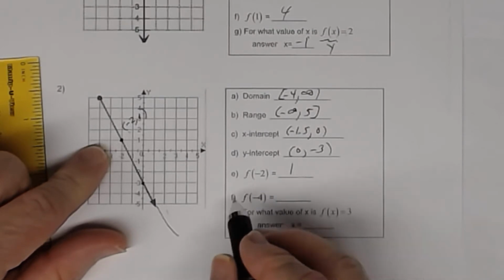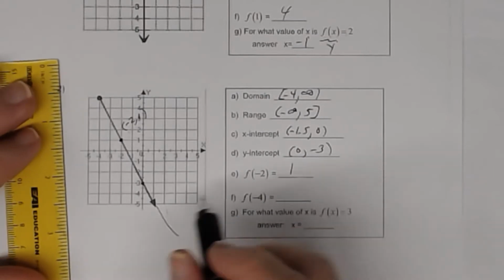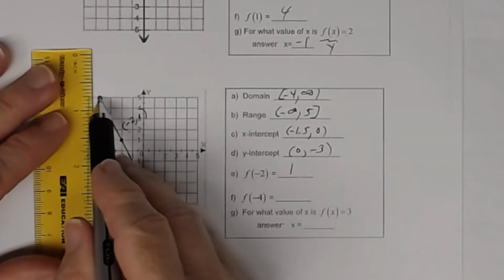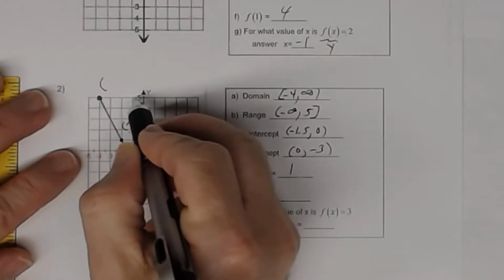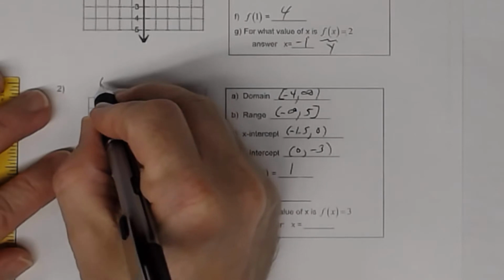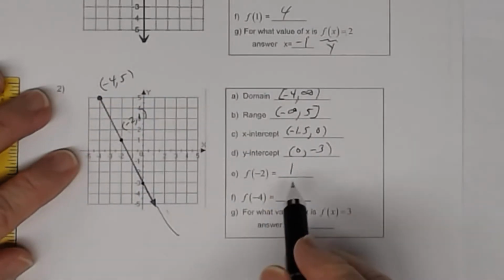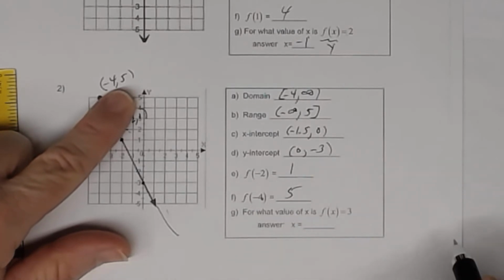Over here, what is the y value when x is negative 4? So here's where x is negative 4. So that's the point that corresponds to it. Let's go ahead and label it. So that's negative 4, comma 5, right? Negative 4, comma 5. So now we're going to answer the question. When x is negative 4, what's that y value? That y value is 5.